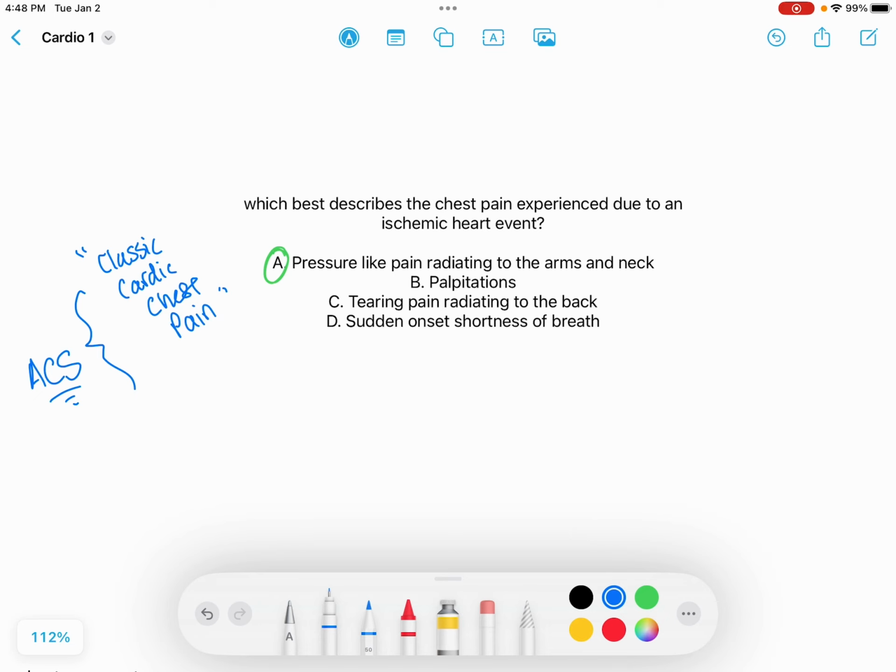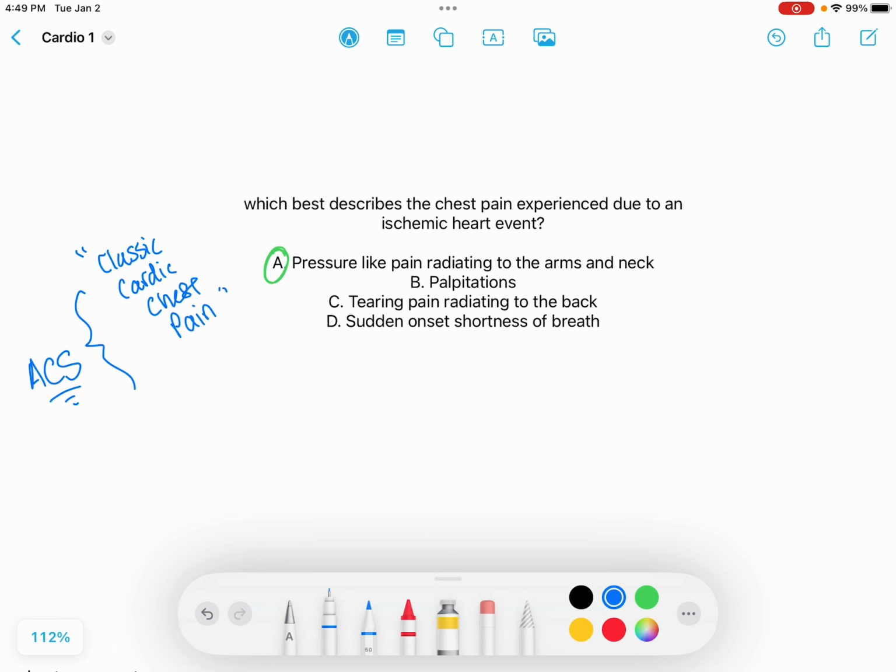So pressure like squeezing, elephant sitting on your chest, oftentimes we like to think classically radiating down the left arm, but it can radiate down either arm. It can radiate down both arms. It can radiate up the neck to the jaw. So any of those are possible. Palpitations, that's just when you feel your heart beating out of your chest. Again, could that happen here? Sure, but it's not classic for ischemic cardiac type chest pain.